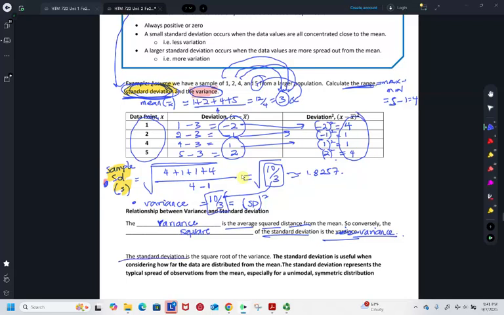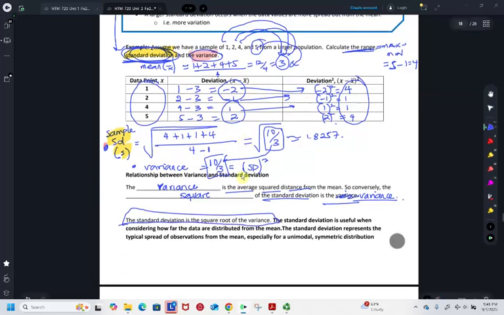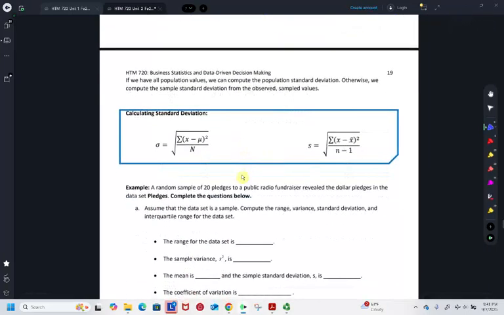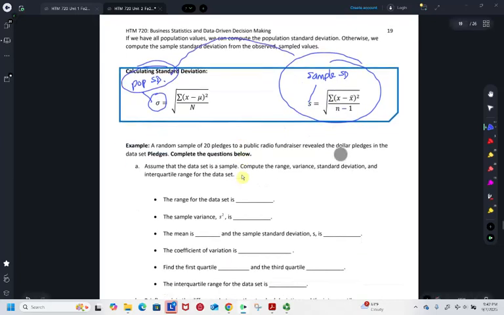So the standard deviation is always the square root of the variance. This is going to be very useful for us as we proceed. Now, I want to distinguish between the sample standard deviation and the population standard deviation. We always use the sample standard deviation by default unless we are told that the data represents population data.